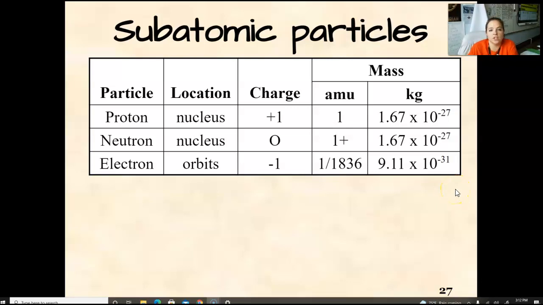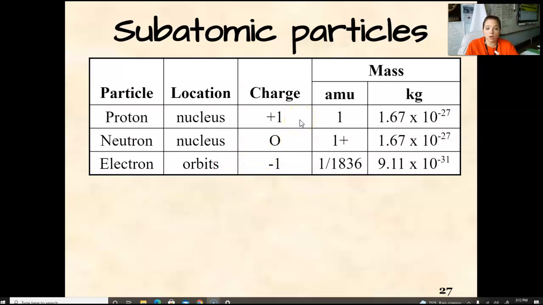All right, so now we're getting into subatomic particles. We already saw who came up with stuff. Now they figured out there are subatomic particles beyond an atom. So what did they find? They found that there's a proton, neutron, and electron. They also found the locations. Protons are in the nucleus along with the neutrons, and electrons orbit.